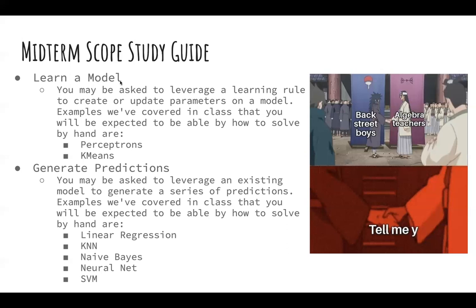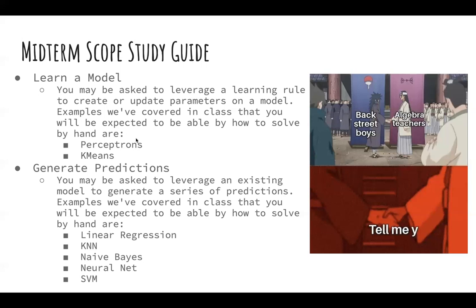The first thing is going to be learning a model. And that's precisely what we did with the Perceptron just now, right? You may be asked to learn a model where you're going to be given basic parameters, and it's going to be your job to update the model accordingly. Realistically, there are only 2 models that I could expect us to ask you to solve by hand. And that's Perceptrons and KMeans.